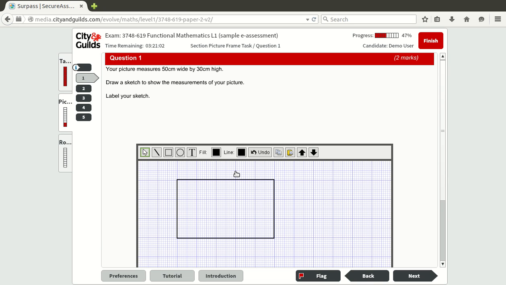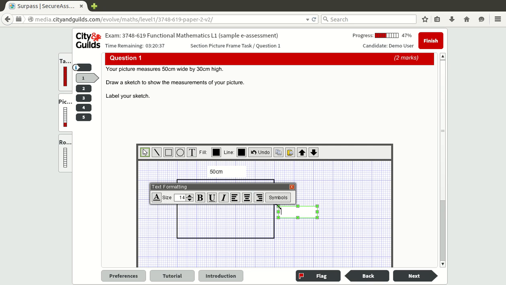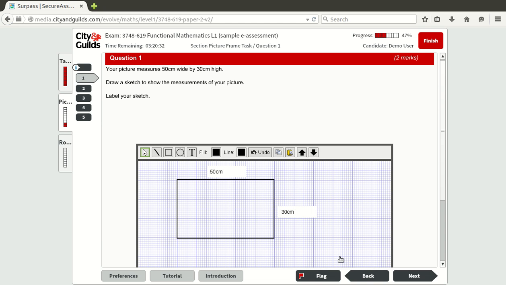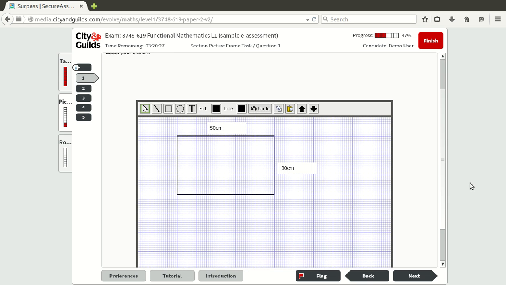So now I'm going to label. So I press on my T tool, my text tool, and I press outside once, and I type here 50 centimeters there. Press out, and then I can just drag it out a bit, and I press on my T tool again, and I can press outside here and write 30 centimeters. So this is my sketch, and now I will move to question number 2.